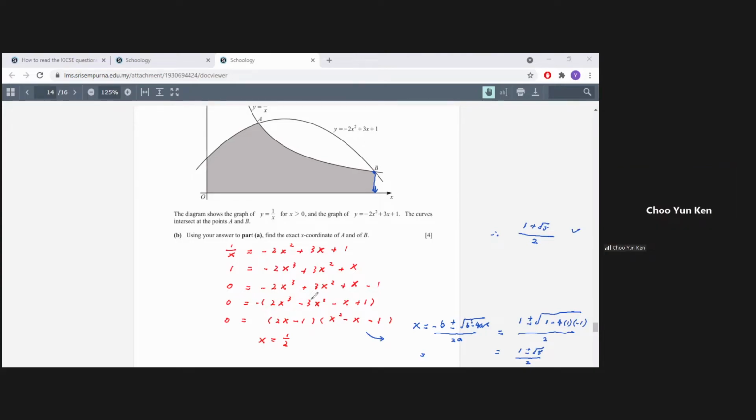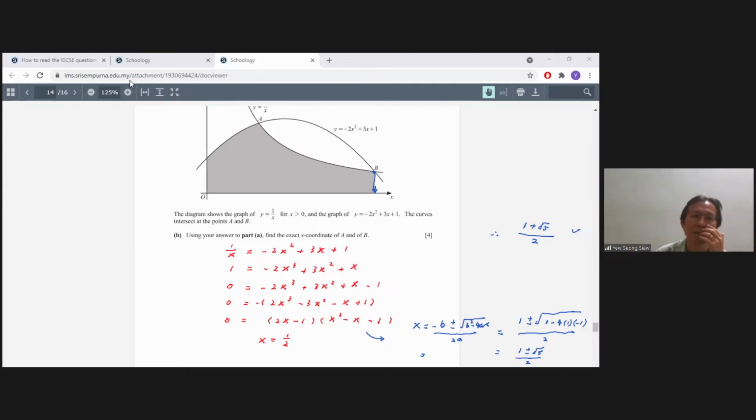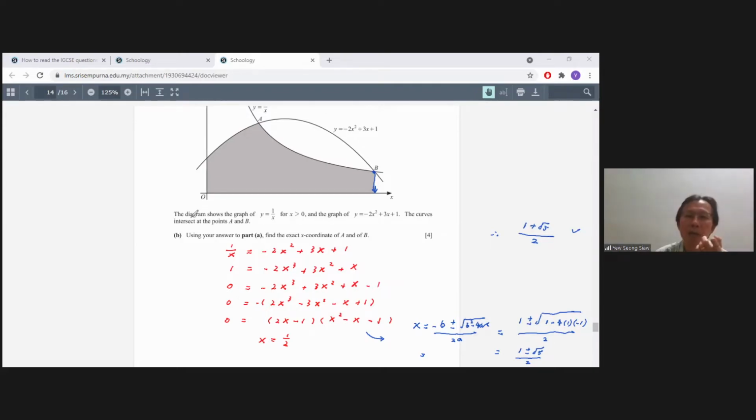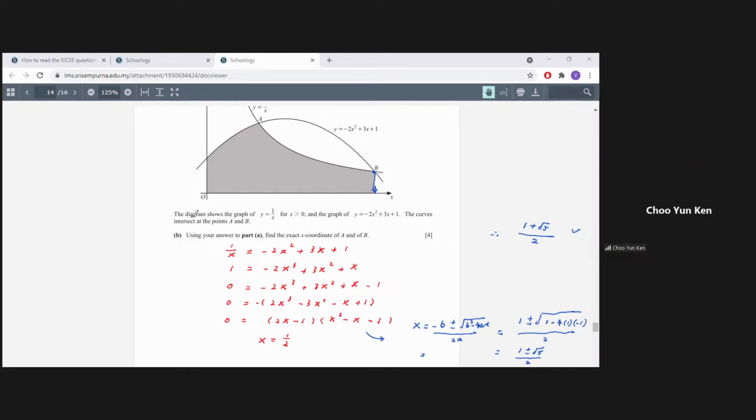Mr. Xiao, are we going to do another paper after this? Yes. You want to do or not? Yes. Well, what paper is it? This is paper 1. We got the next paper is paper 2. Okay, thank you.